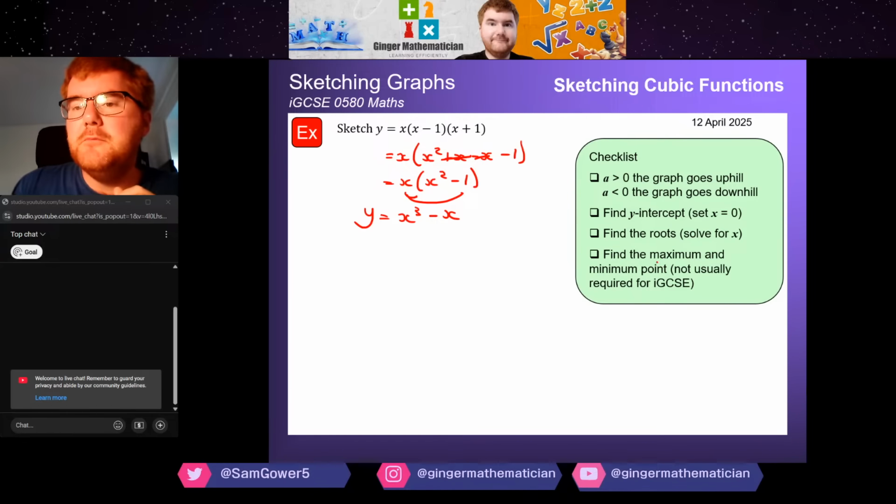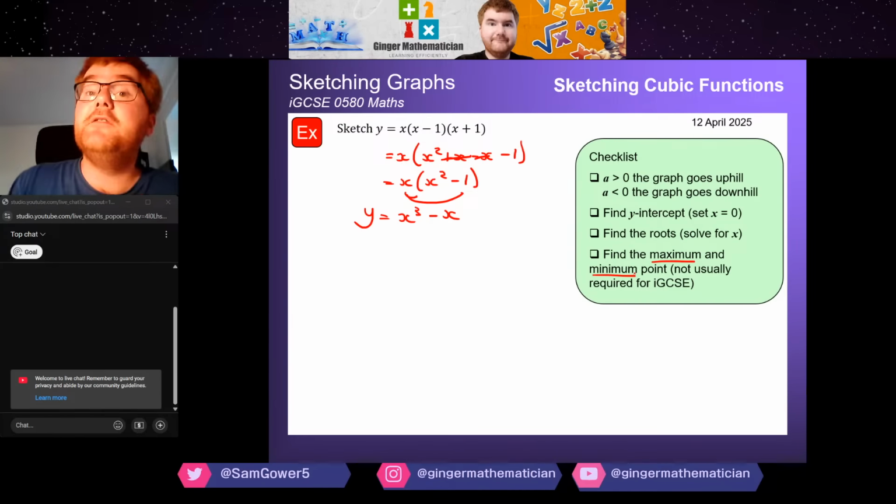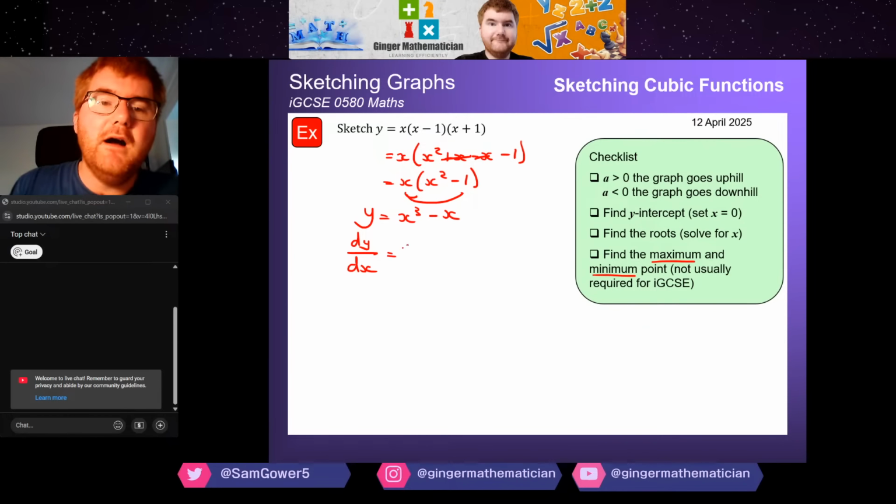Now, to work out the maximum and minimum points, we have this method called differentiation, which some of you have talked about in the chat already. So how do I differentiate this function? How do I work out dy by dx? Well, we take the 3, we bring it to the front, so that gives us 3x, and then we reduce the index by 1. So we go from 3 to 2, just like that.